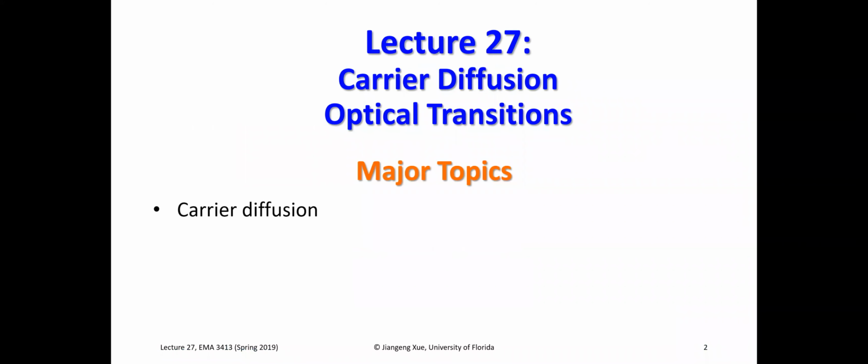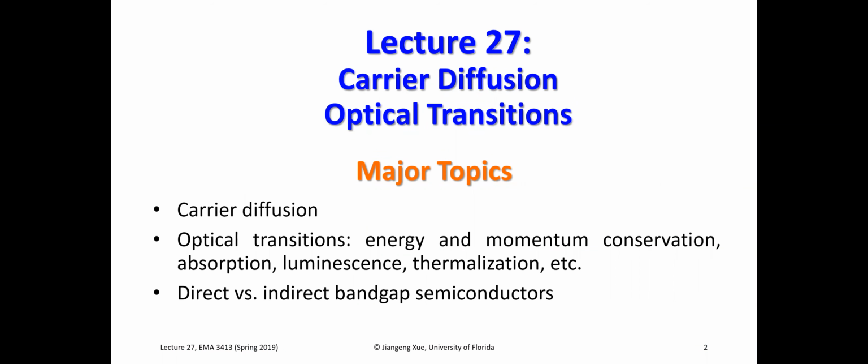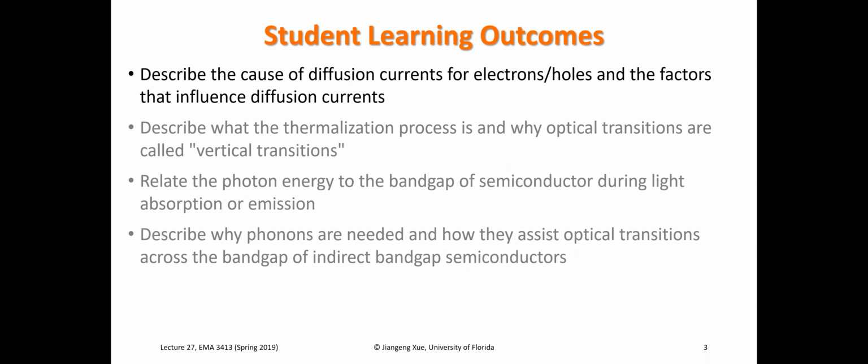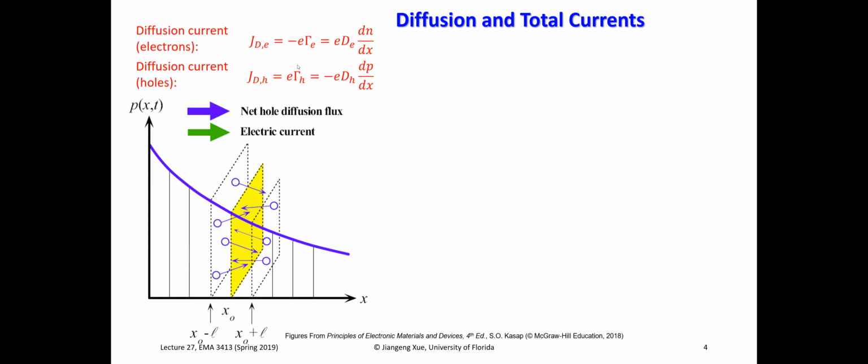In lecture 27, we talked about carrier diffusion and we talked about the optical transitions, specifically the different situations in direct and indirect bandgap semiconductors. So first, you should be able to describe the cause of diffusion currents and the factors that are influencing those currents. Similar to many other diffusion processes in materials, the diffusion of carriers is driven by the concentration gradient. And because electrons and holes have opposite types of charges, the diffusion current for electrons and holes may be in the same direction as the concentration gradient or in the opposite direction of the concentration gradient.